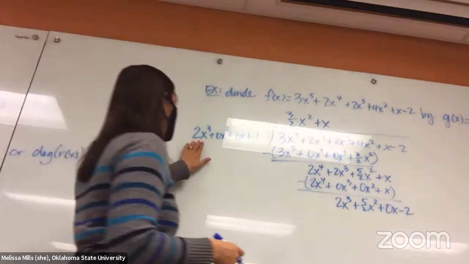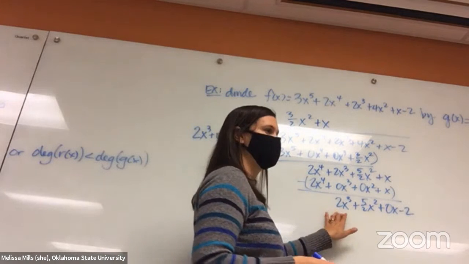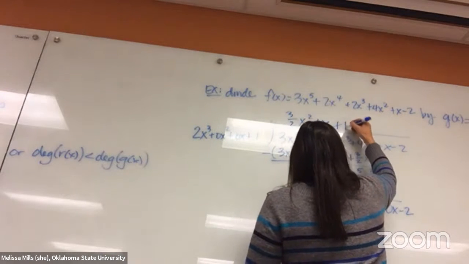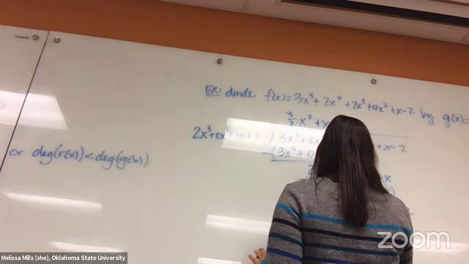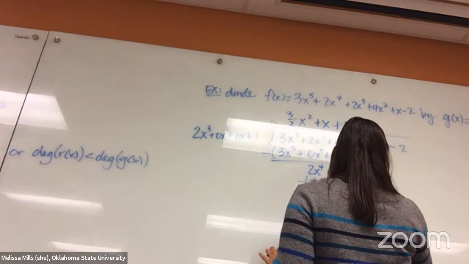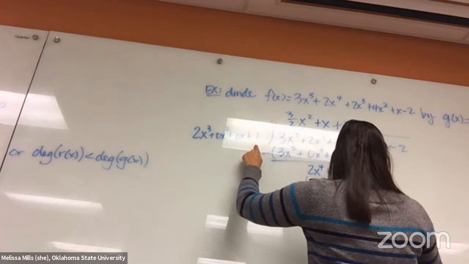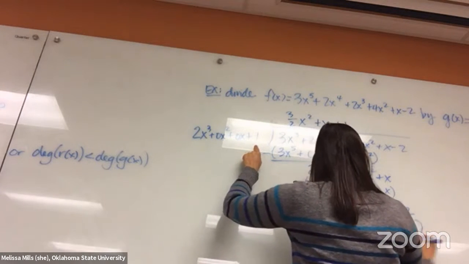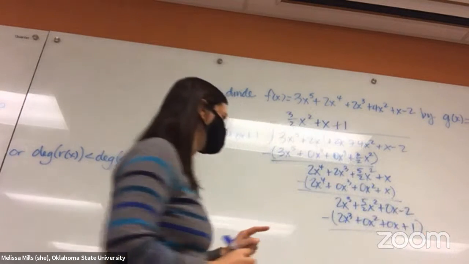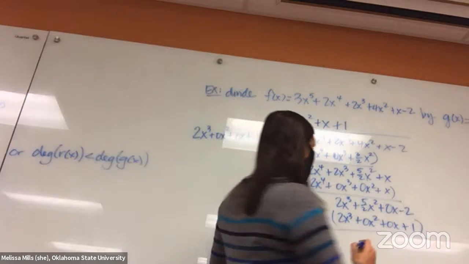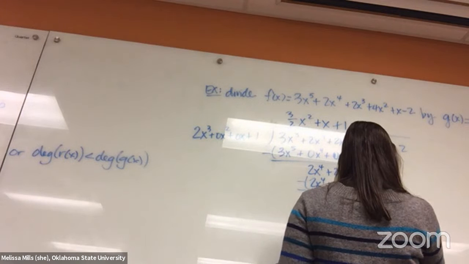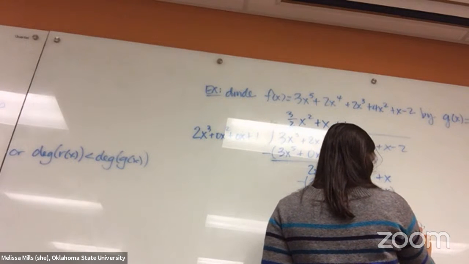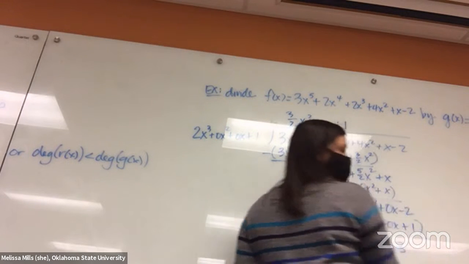So what do I need to multiply 2x cubed by to get 2x cubed? Just 1. And so we'll multiply that all over. So I get 2x cubed plus 0x squared plus 0x plus 1. And I want to subtract that off. So that part will go away. I'll have 5 halves x squared, and -2 minus 1, so -3. Okay.